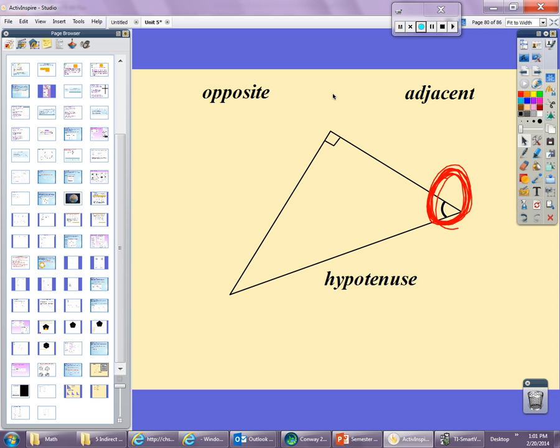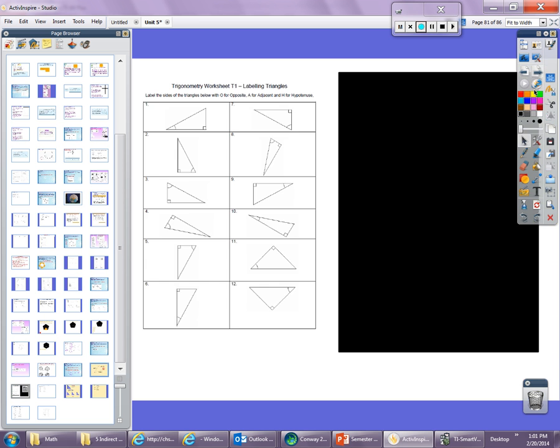Okay? The opposite side is what you should identify next. And how do you know whether to put it here, here, or here? That has to do with the angle that we're referencing. If we are referencing this angle right here that has a little tick mark in it, then the opposite side is across from it. So I'm going to put my opposite side right here. Then all that's left is my adjacent side, so I'm going to put that on the third side that hasn't moved. Okay? So let's take a look at an example here on your worksheet.